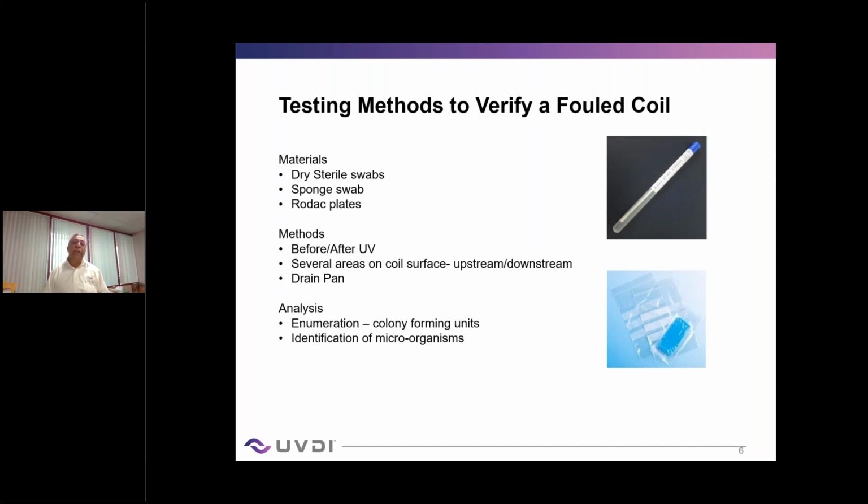So the kind of information you can get back from your testing is just a total colony count, which is, okay, what are my CFUs? Or you can actually get into the detail and say, okay, is it bacteria, is it mold? And what is the species of bacteria or mold which has been growing?